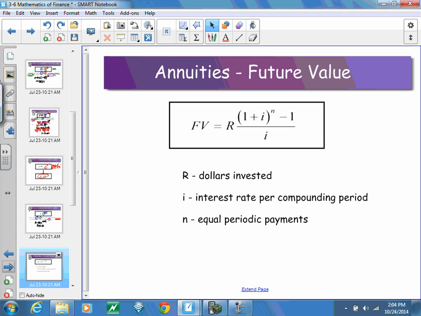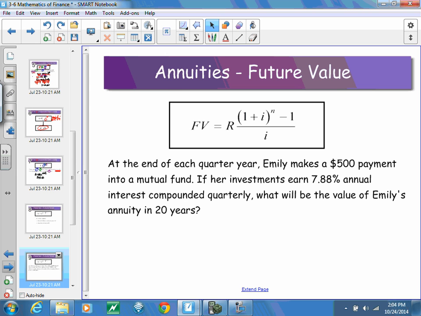I'll go through an example of working with an annuity here. If at any point you have questions, make sure that you're jotting them down. At the end of each quarter year, Emily makes a $500 payment into a mutual fund. So that means every 3 months, Emily is making a $500 payment into a mutual fund. Her investments earn 7.88% annual interest compounded quarterly. What will be the value of Emily's annuity in 20 years?